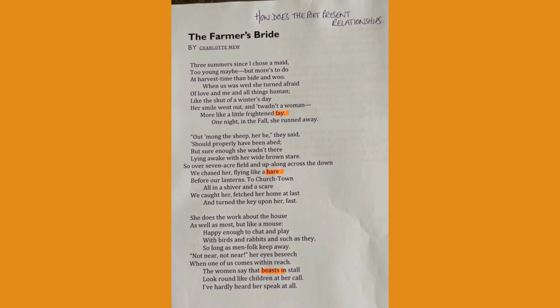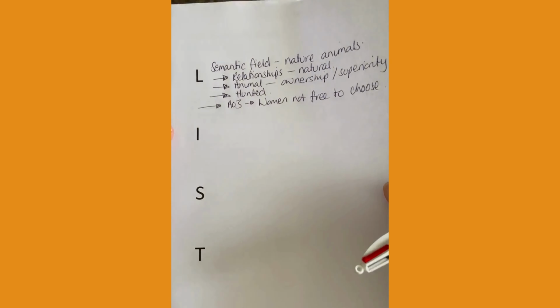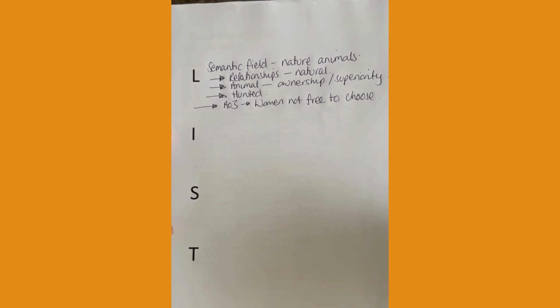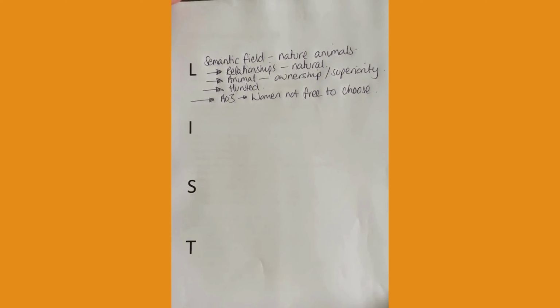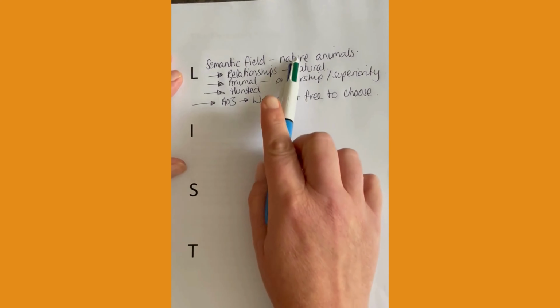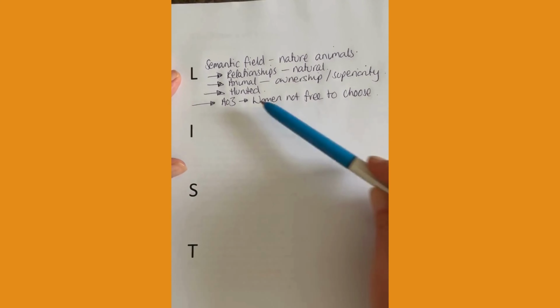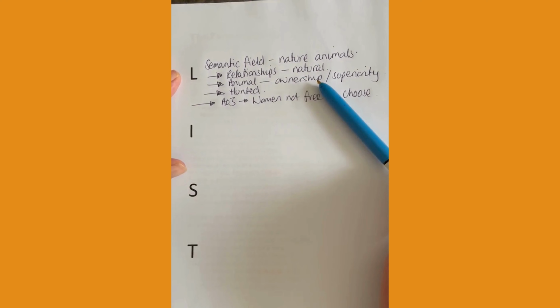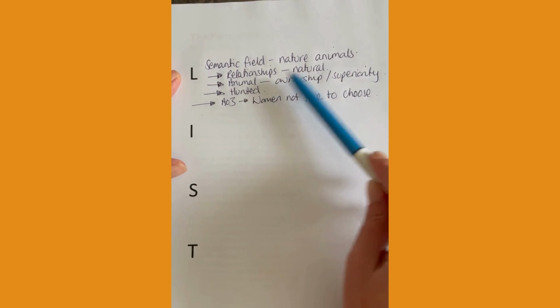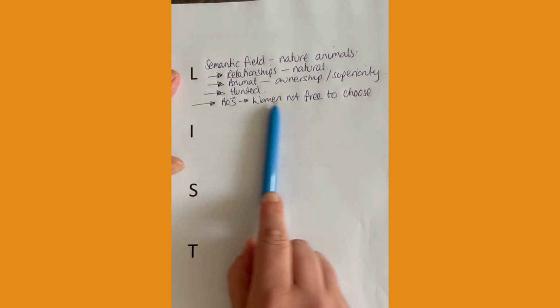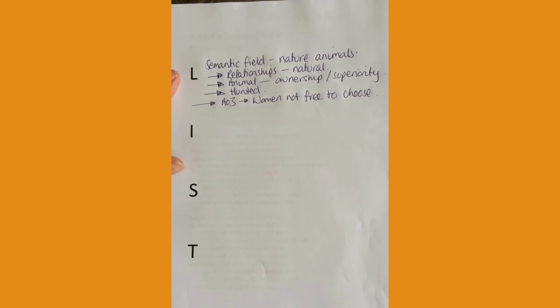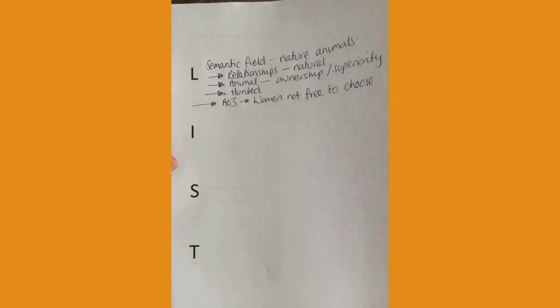Okay, so if you look at how that's been unpicked, we have the semantic field of nature and animals. You would use those quotations that we've highlighted there. You then unpick it in terms of nature linking to the idea of relationships being natural, animals linking to the idea of ownership and superiority, which further takes us onto the idea of being hunted in some way. And this leads us to AO3, women not being free to choose who they married. So you can see we've got all 3 assessment objectives there.